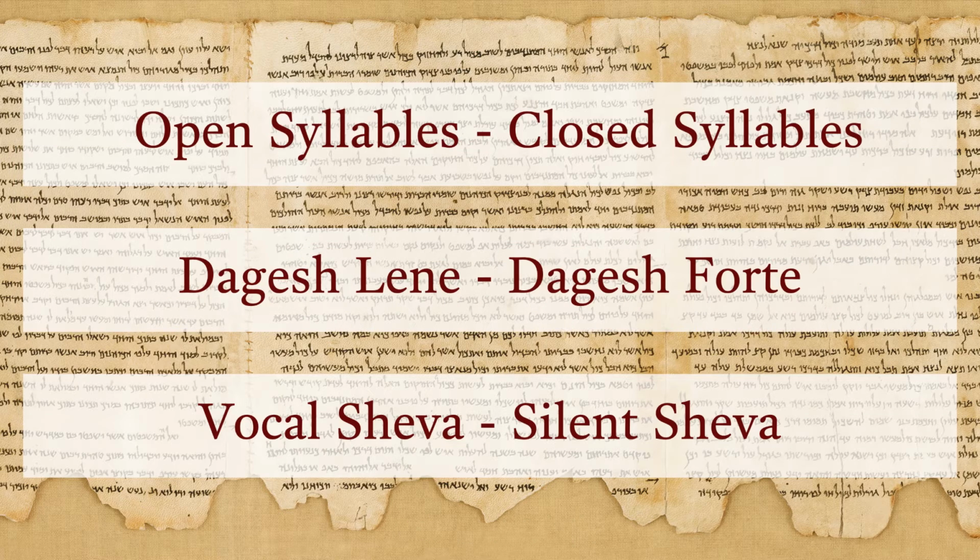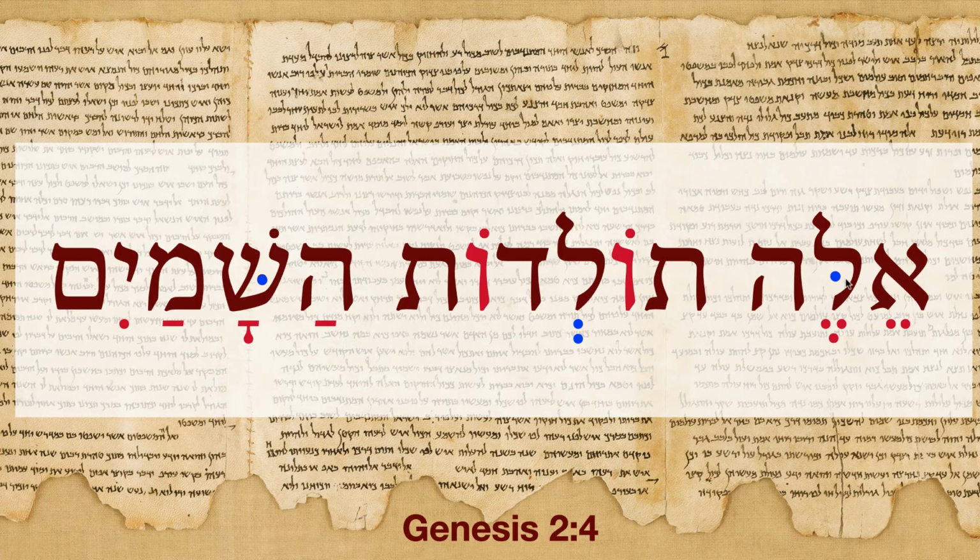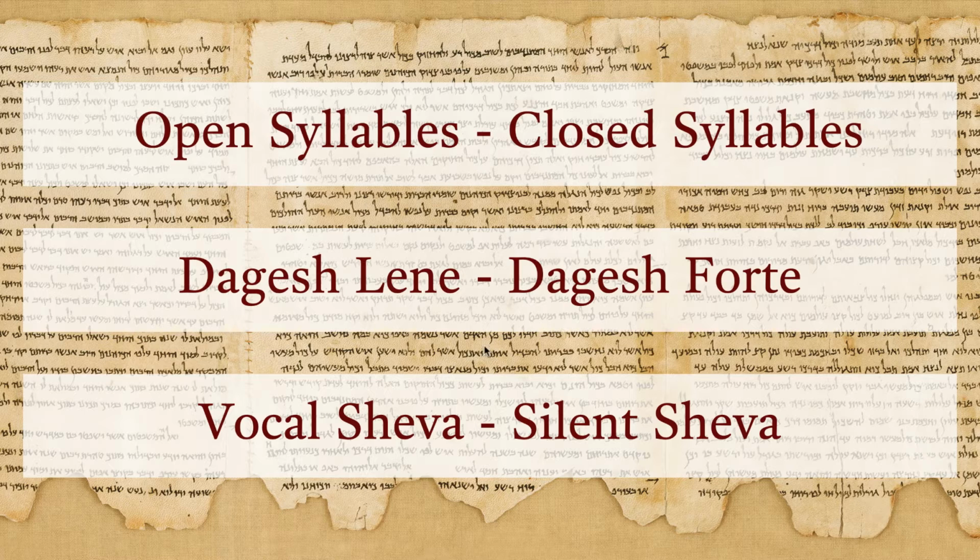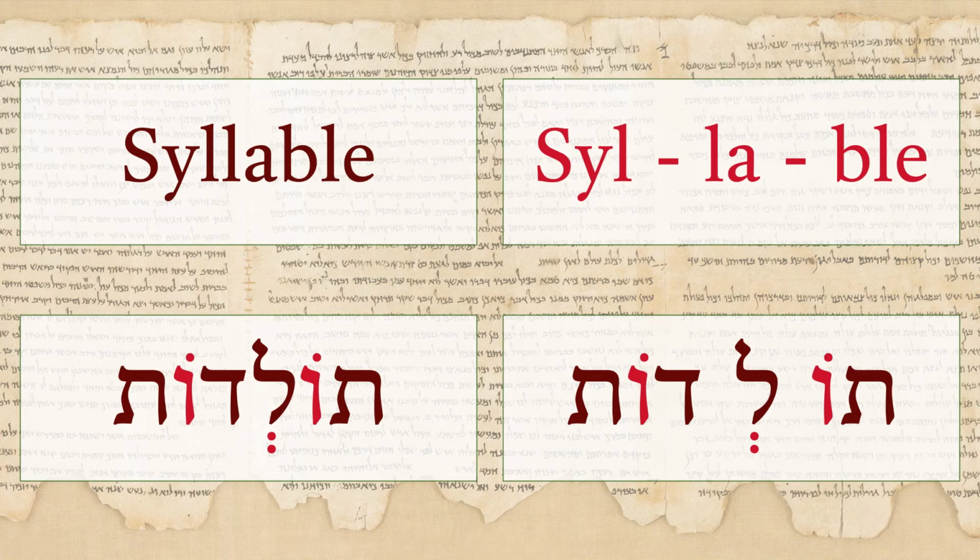And we will get back to our subject, which will cover what we just read in Genesis 2:4. We will basically cover these dots and this shwa as well. In order to do that, first we need to look at the syllables, known as open syllables and closed syllables in Hebrew.